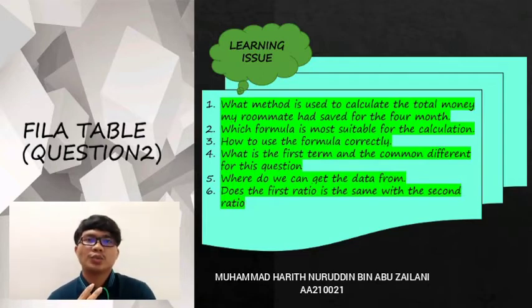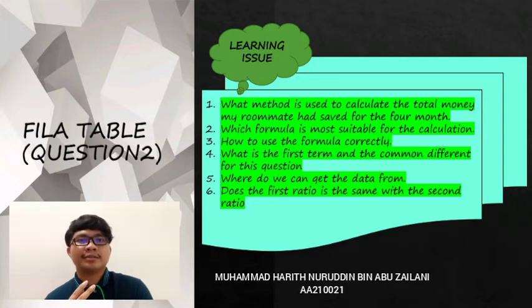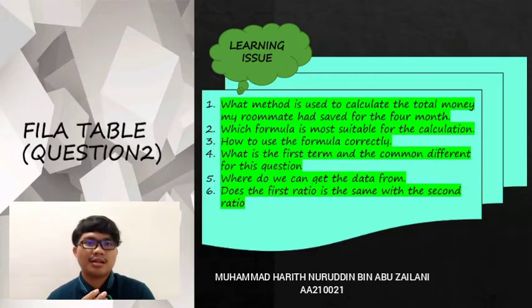The first issue is what method is used to calculate the total money my roommate had saved for the 4 months. The second issue is which formula is the most suitable for the calculation. The third issue is how to use the formula correctly. The fourth issue is what is the first term and the common difference that we can get from this question. Number 5 is where we can get the data from. And the last issue is whether the first ratio is the same as the second ratio.